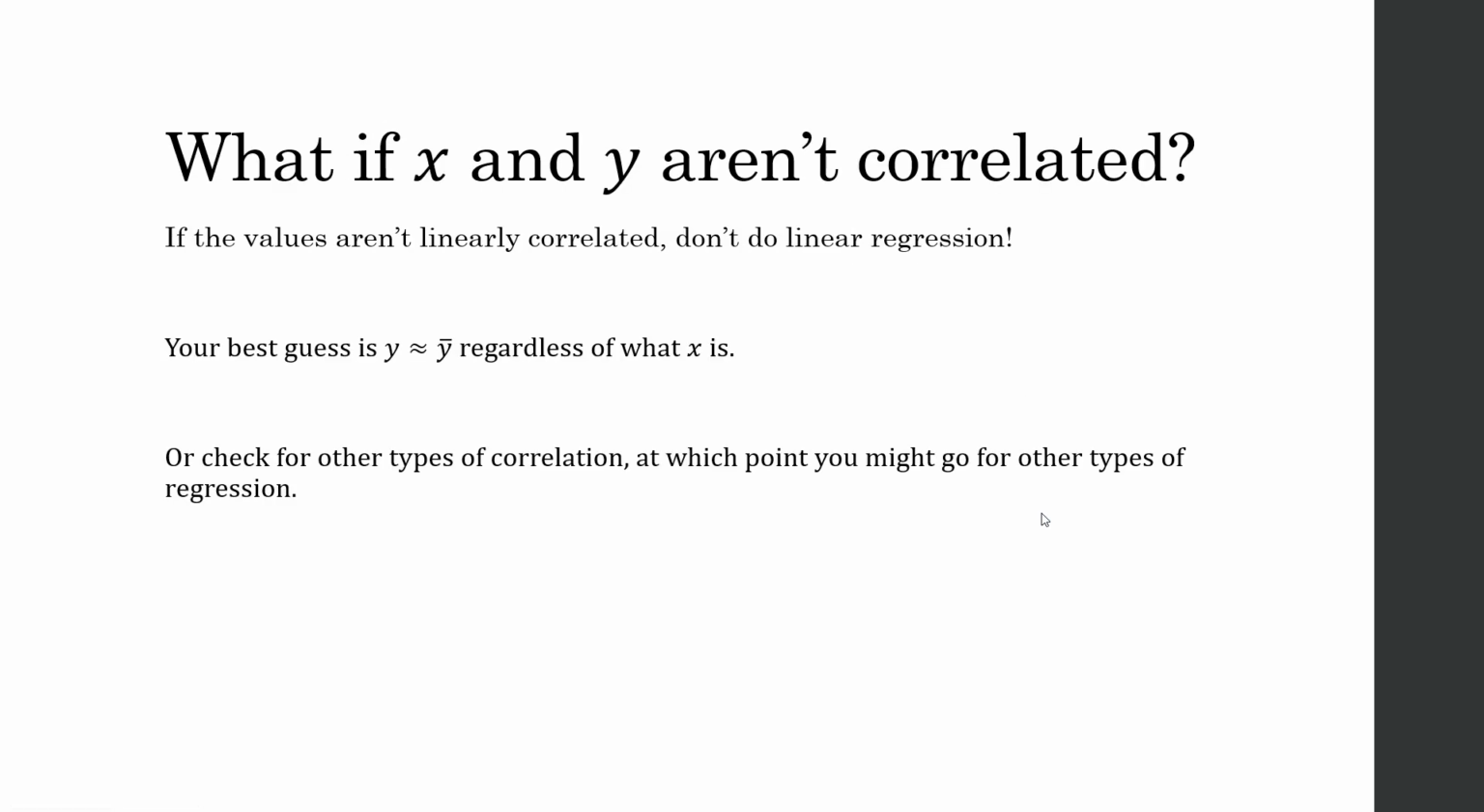Lingering question: what if they're not correlated? Well, don't do linear regression. Instead, just take the average of everything. It's the best guess you've got. Or you can try for other types of correlation, and maybe I'll make a video series about some other types of correlation.